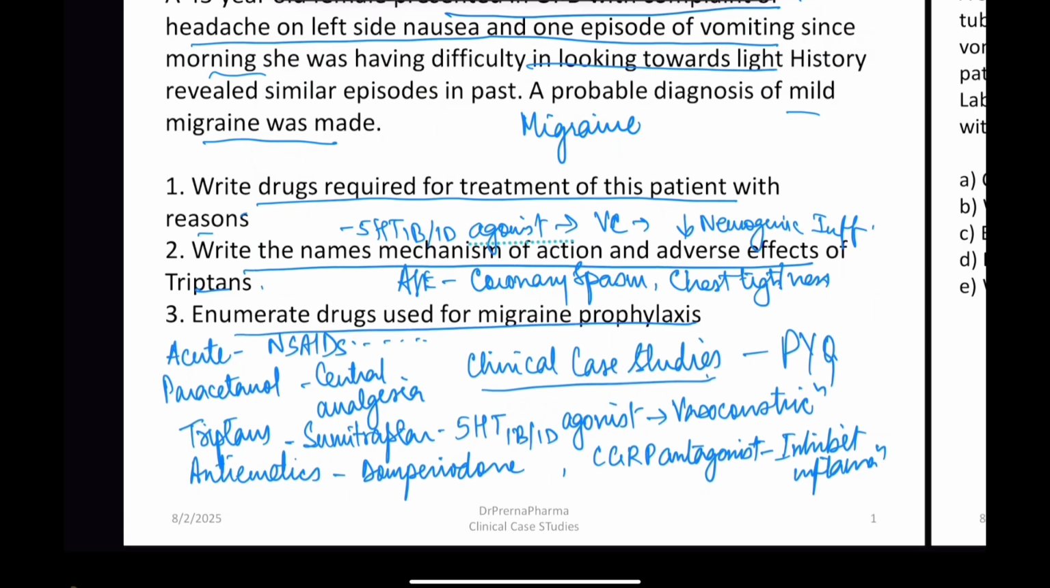Enumerate drugs used for prophylaxis. Now in prophylaxis we use, the first drug of choice is propranolol, right? Then we have tricyclic antidepressants. Then another drug, that is flunarizine, right? Then we have CGRP antagonists, and we also have anticonvulsants. The space is less, so anticonvulsants like valproate and also topiramate. So this is the answer that you are supposed to write in this question.